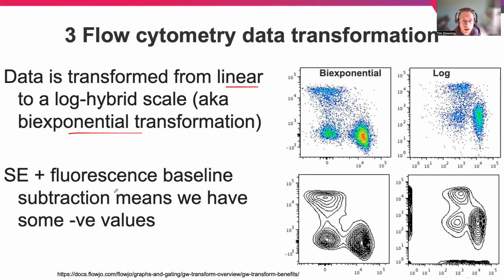What we have to bear in mind with our flow cytometry data is that due to the spreading error and fluorescence baseline subtraction approaches, we will end up with some negative values, even though negative fluorescence is not possible in theory. In practice, we actually have some negative values. And you see these on the plots here.